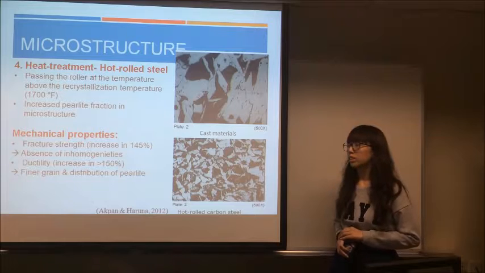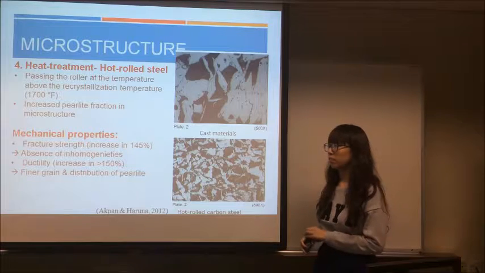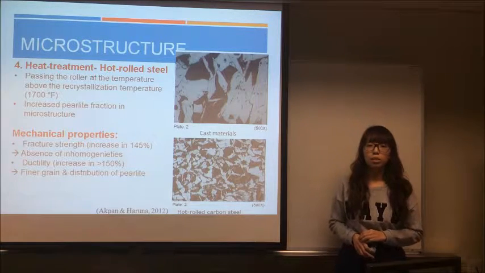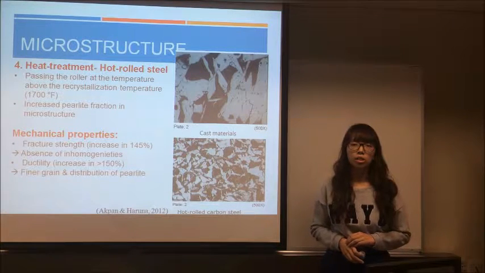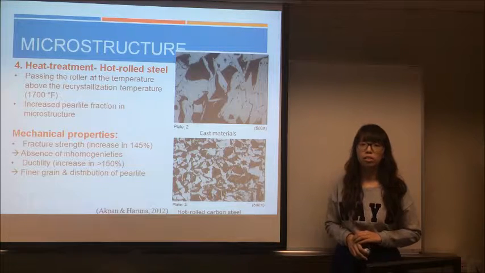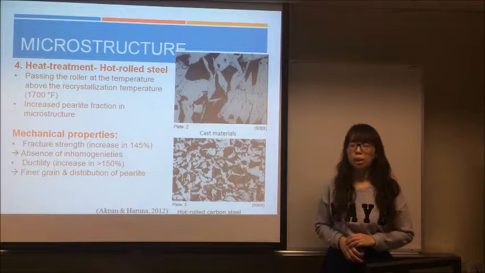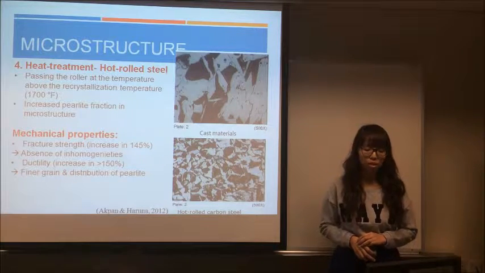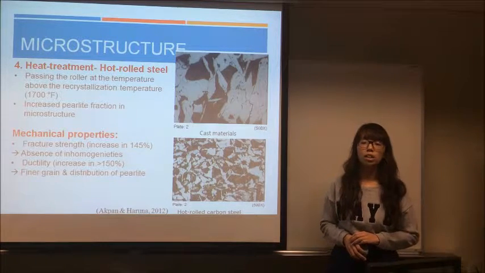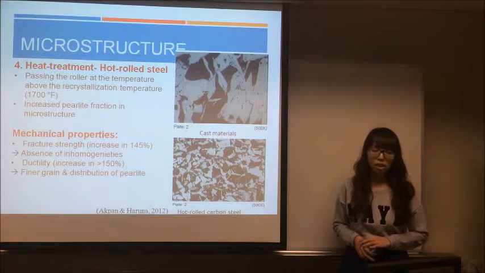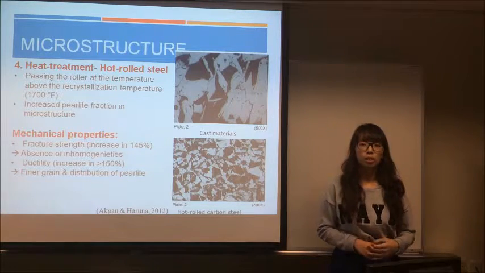The fracture strength has a marked increase of about 145% on the hot rolled steel. It might be caused by the absence of inhomogeneities in the structure. And in terms of ductility, there is a remarkable improvement on the rolled steel, with over 150% increase of ductility recorded. This improved ductility depends on the fine grain and the distribution of the pearlite in the microstructure.